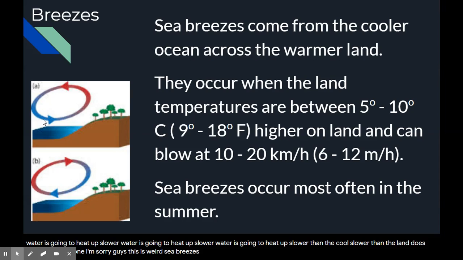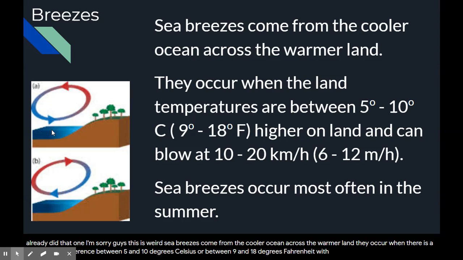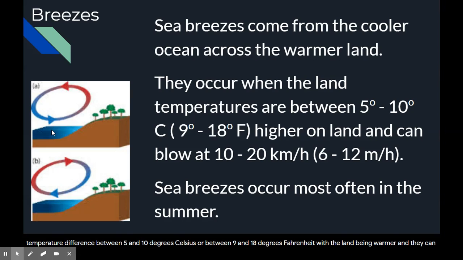Sea breezes come from the cooler ocean across the warmer land. They occur when there is a temperature difference between 5 and 10 degrees Celsius, or between 9 and 18 degrees Fahrenheit, with the land being warmer, and they can blow at between 10 to 20 kilometers per hour, or 6 to 12 miles per hour. These are going to occur most often in the summer when the land is hotter.